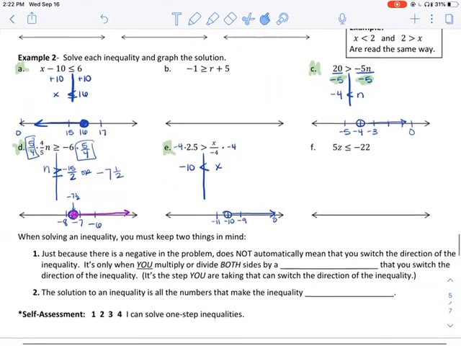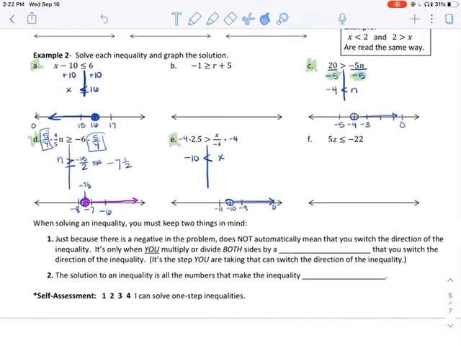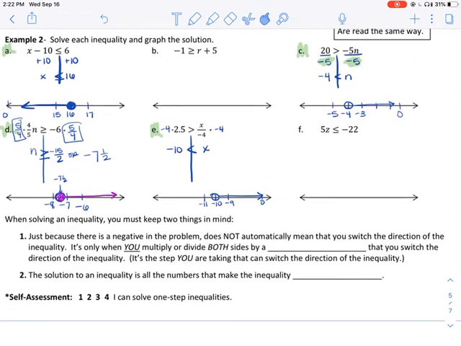Let's remember a few key points. Just because there is a negative in the problem does not automatically mean that you switch the direction of the inequality. It's only when you multiply or divide both sides by a negative that you change the direction. So we saw that on example D. There was a negative in the problem. We were multiplying, but it wasn't by a negative.